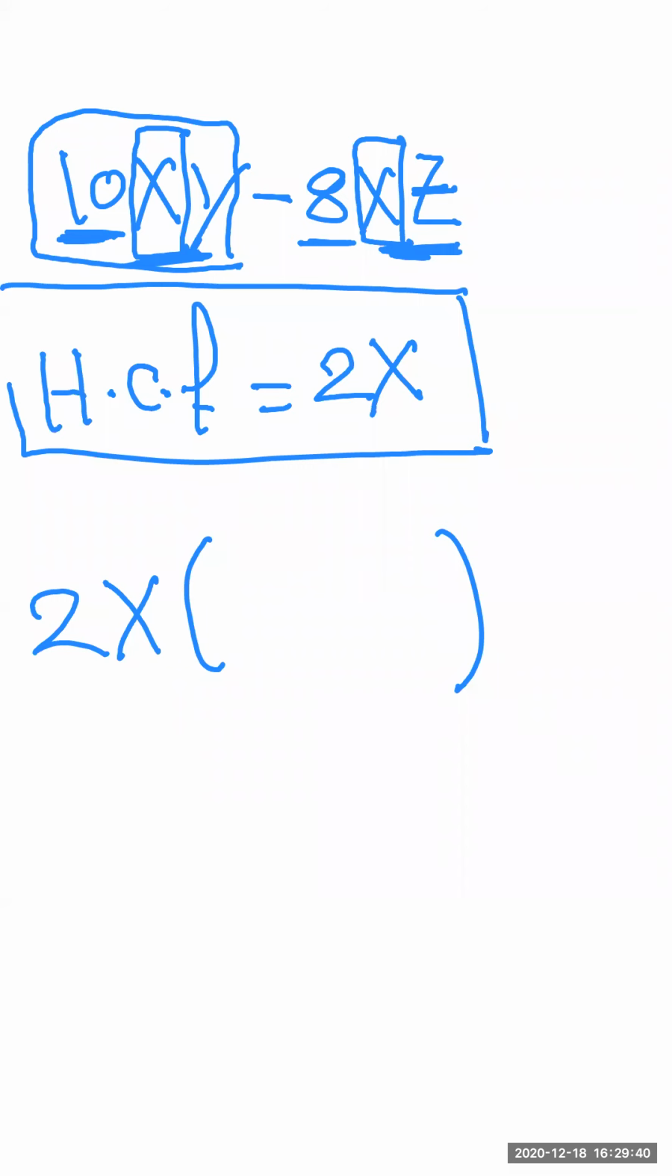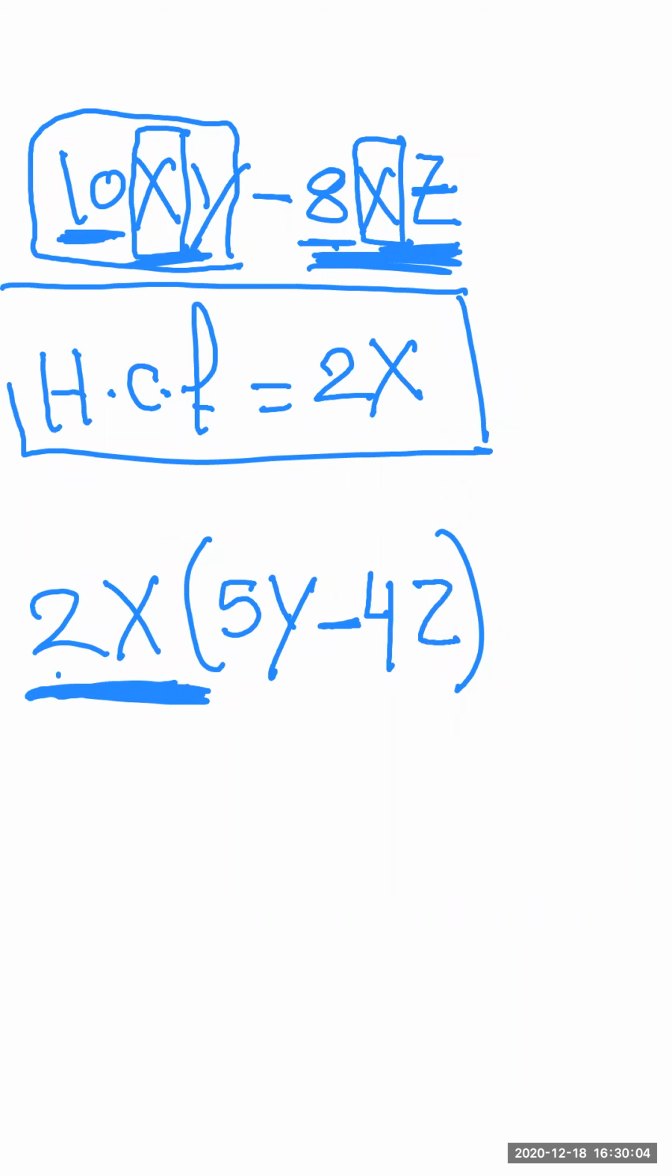10 divided by 2 means 5. X divided by x means 1. Y divided by 1, because there is no y here, so means y. Then negative sign. 8xz divided by 2x. 8 divided by 2 means 4. X divided by x means 1. Then z divided by 1, because we don't have z here, so 4z. That's it. Okay, one more example.